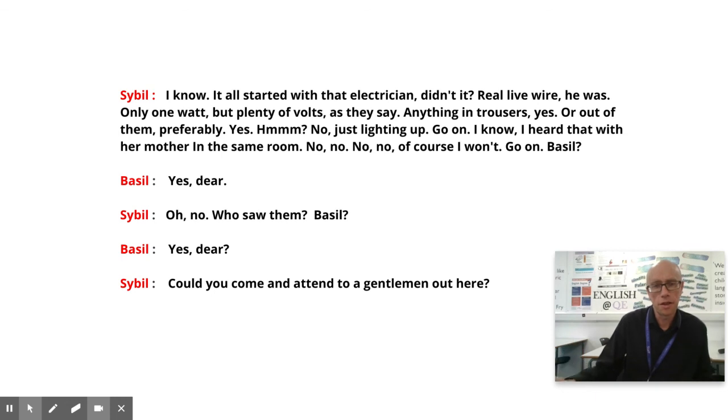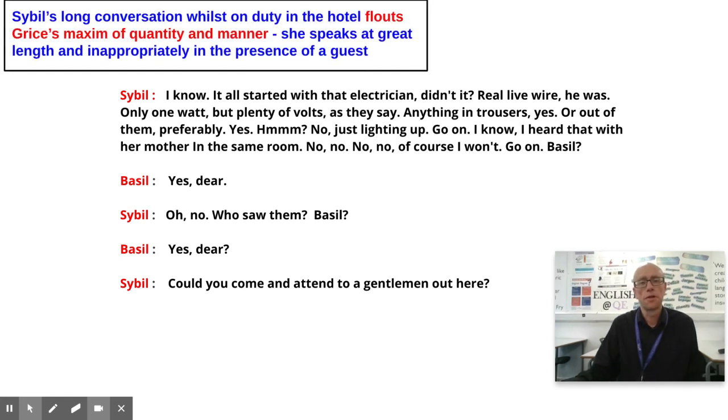Okay, so here in these opening lines, what have we got in terms of pragmatics, which is adding to the meanings and representations? Well, first of all, we've got Sybil at the front desk, and her long conversation. Remember, she's on duty in the hotel, but she's flouting Grice's maxims of quantity, because she's speaking rather a lot, and manner, because she doesn't sound very professional. So she's speaking at great length, and in quite an inappropriate way in the presence of a guest.